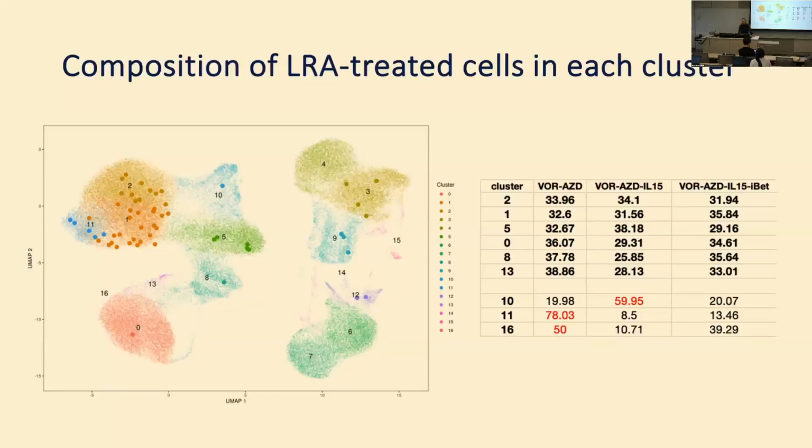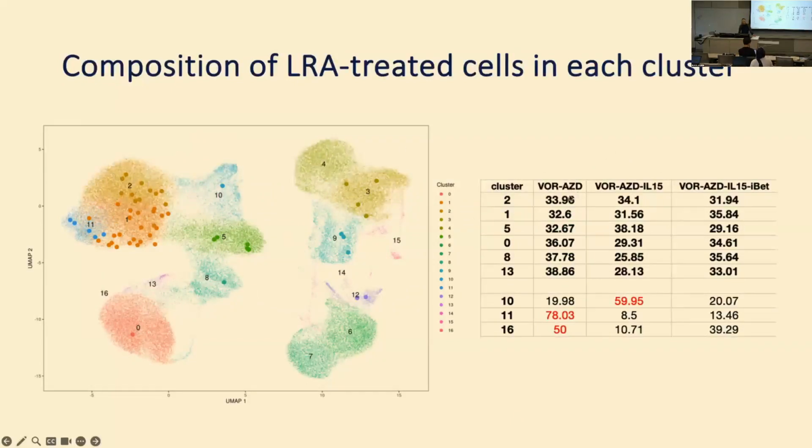So it's a contribution of each treatment to each cluster. As you can see, this is supposed to be 100. So in cluster 2, what is the composition? What cells contributed from each treatment?